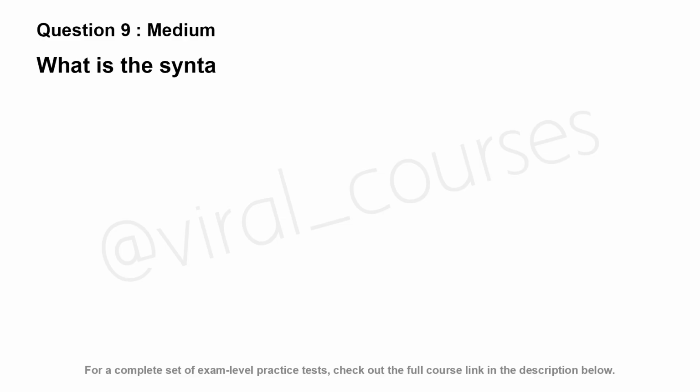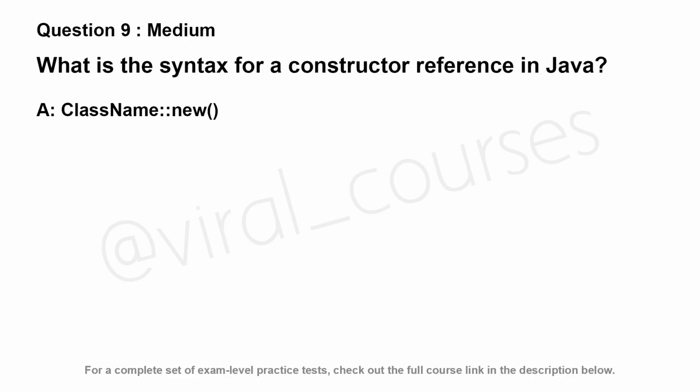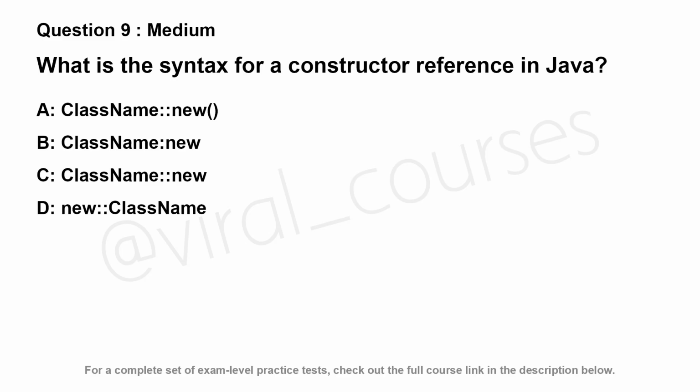What is the syntax for a constructor reference in Java? Option A, ClassName::new. Option B, ClassName.new. Option C, ClassName::new. Option D, new ClassName.